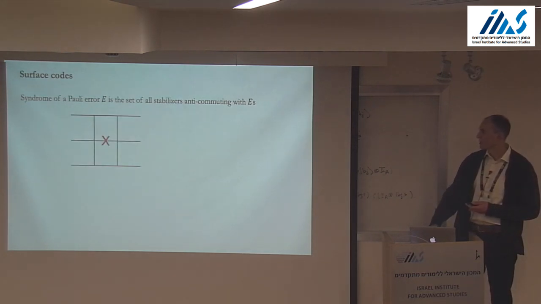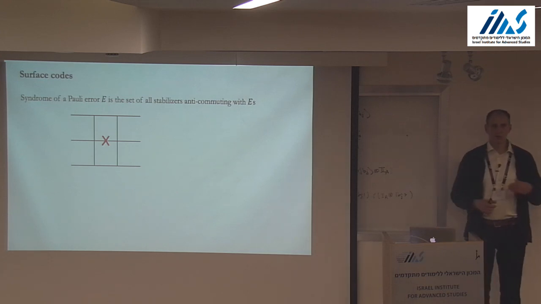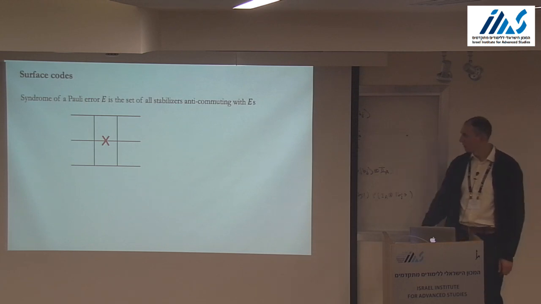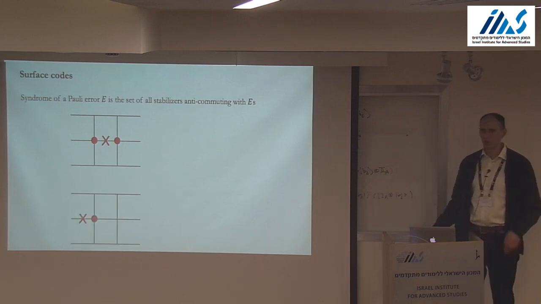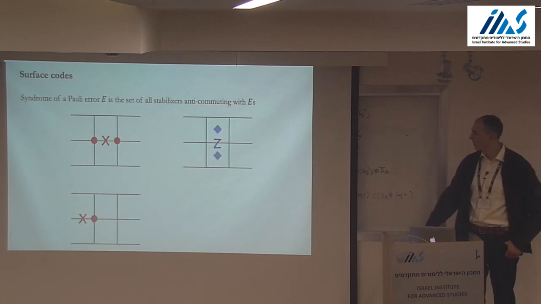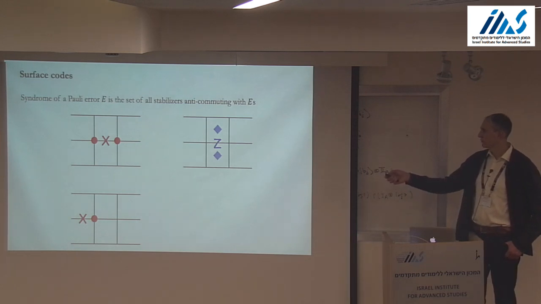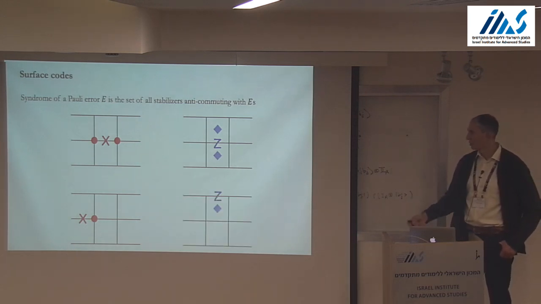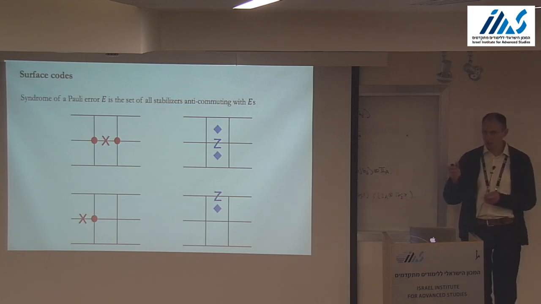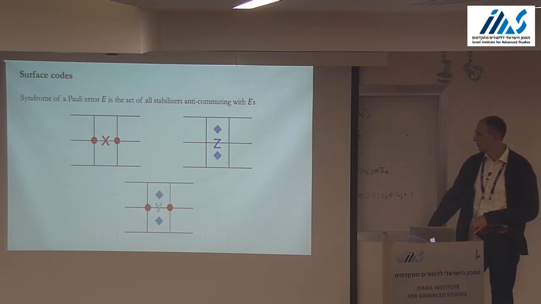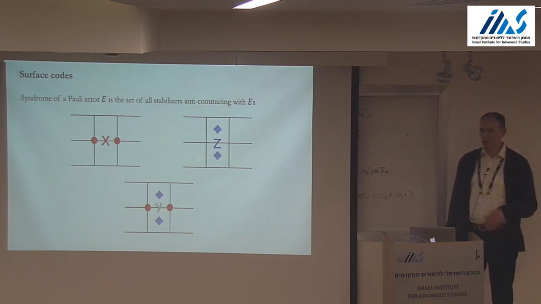Yes, so we define a syndrome of a Pauli error as the set of all stabilizers that anti-commute with it. Say, an X error creates either 1 or 2 syndromes on the endpoints of the edge. A Z error creates either 1 or 2 syndromes on adjacent plaquettes. And a Y error creates syndromes both on the endpoints of the edge and on adjacent plaquettes.